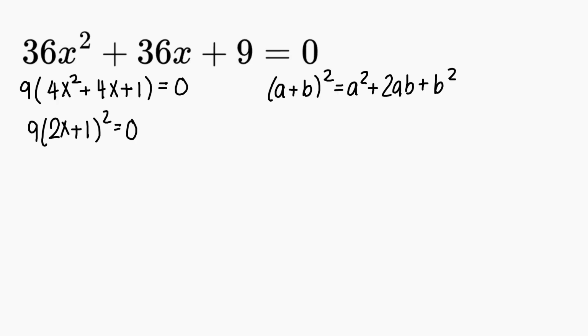And I normally check whether it's a perfect square trinomial if this term is a perfect square and this one is, and I check whether 2 times ab will be this middle term. In this case, it is. So solving for this, we know that 2x plus 1 equals 0 is the solution, and x equals -1/2. In this case, this is a double root, and both roots are -1/2.